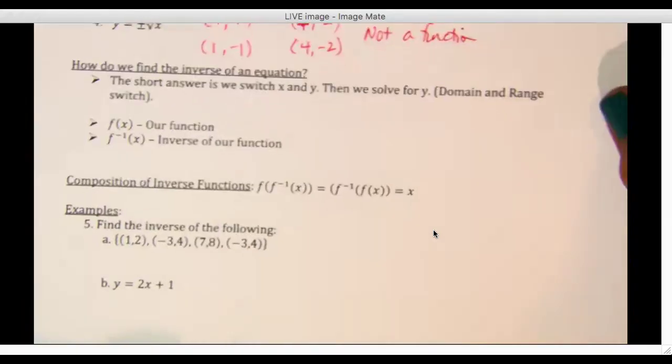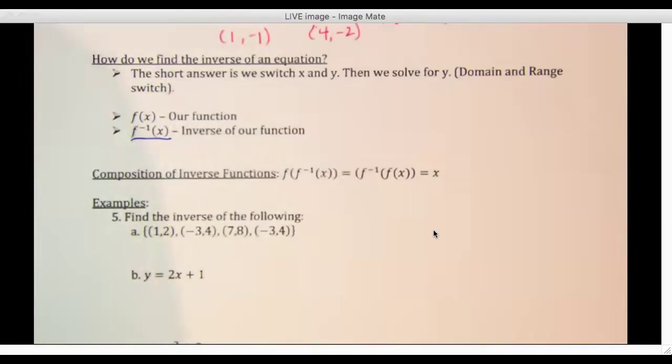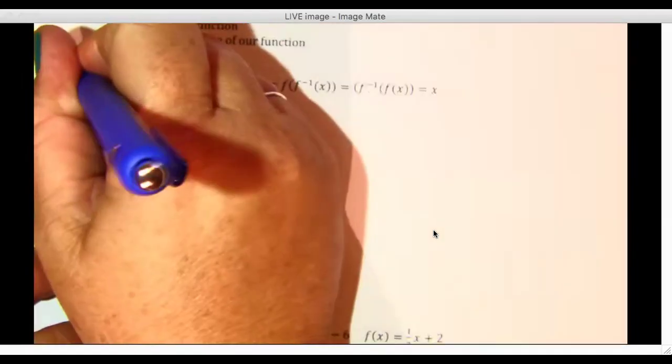Well, how would I find the inverse? How do we find the inverse of an equation? The short answer is that we're going to switch x and y and then solve for y. The domain and range switch as well. This is the function notation that I was using earlier in this chapter, and we will continue to use here. And then we'll come back to this in just a minute.